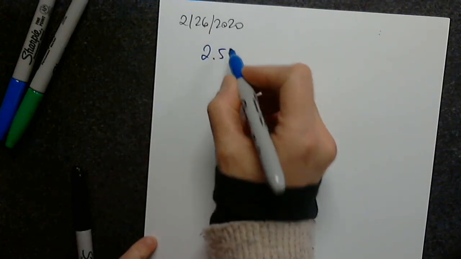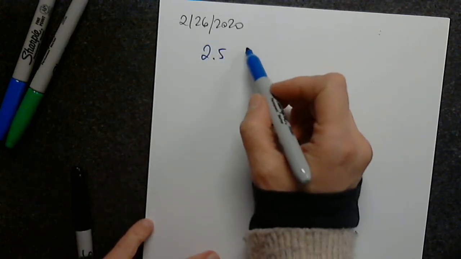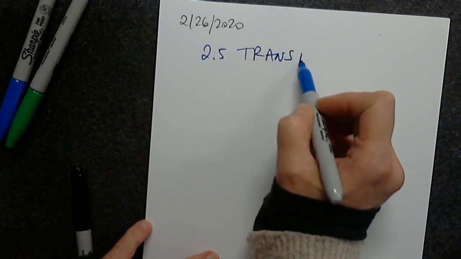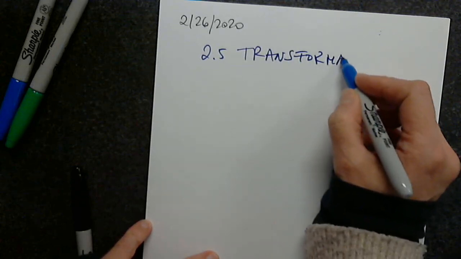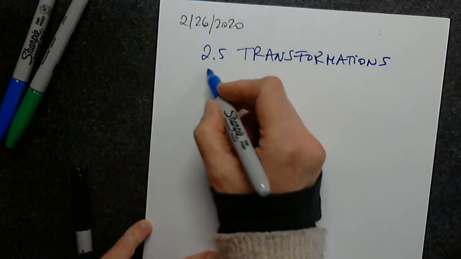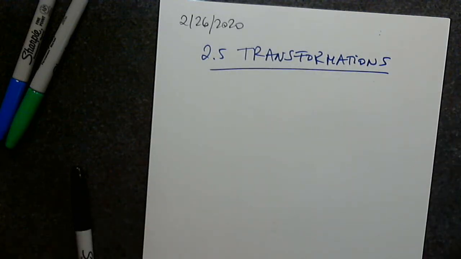Okay, we'll continue with 2.5. The title is Transformations. However, we can't talk about transformations before we list the most important functions and their simplest possible form.